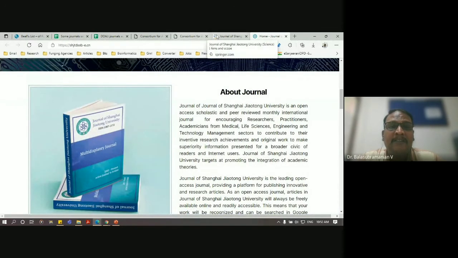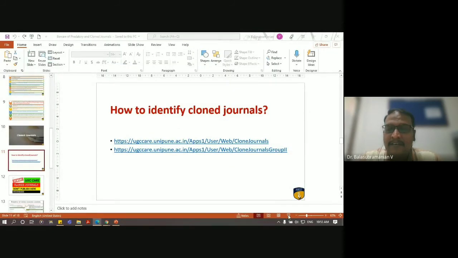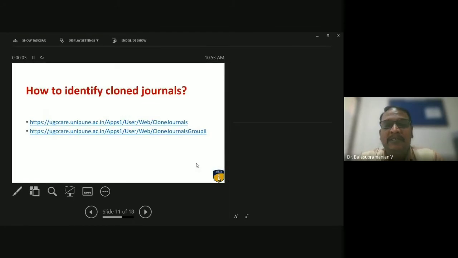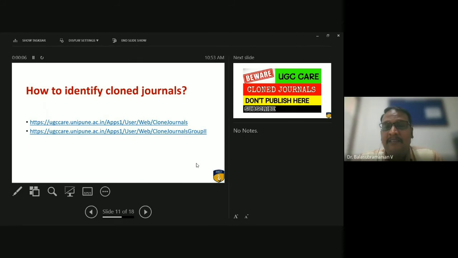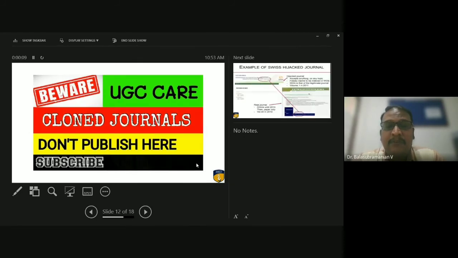I hope everyone understood these practices. So we have to think before submitting a manuscript to a particular journal. Whether we are selecting the right journal, whether the journal has an impact factor, whether it comes under PubMed Central, or whether it comes under any UGC CARE list. If it is a cloned journal, we should not go for it.